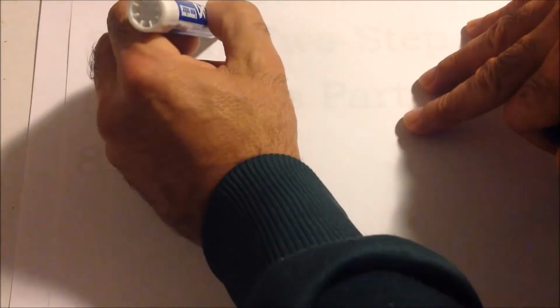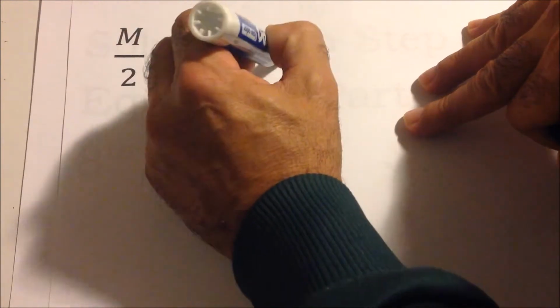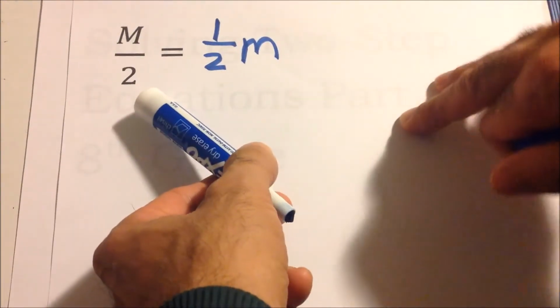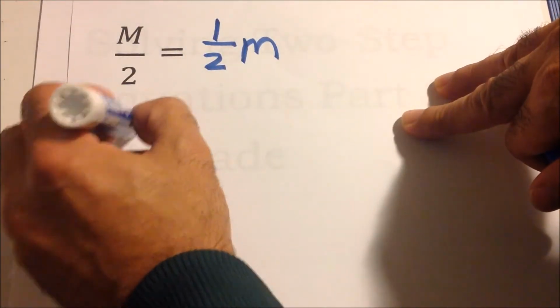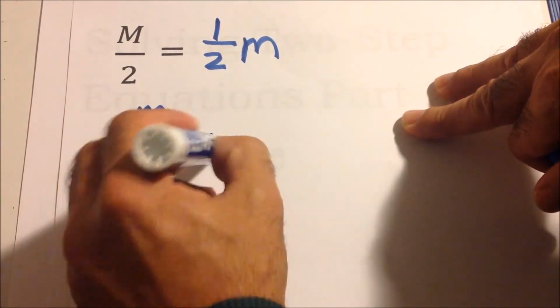Alright, here's part 2 on solving two-step equations. Now let's review something when we see a division sign. Remember, fractions are division. So if you see m over 2, again, remember, this is the same as saying half m. Anytime you have a 2 in the denominator, that means half anyway, right? So that's half m. So if you saw this, what do you think that would be?